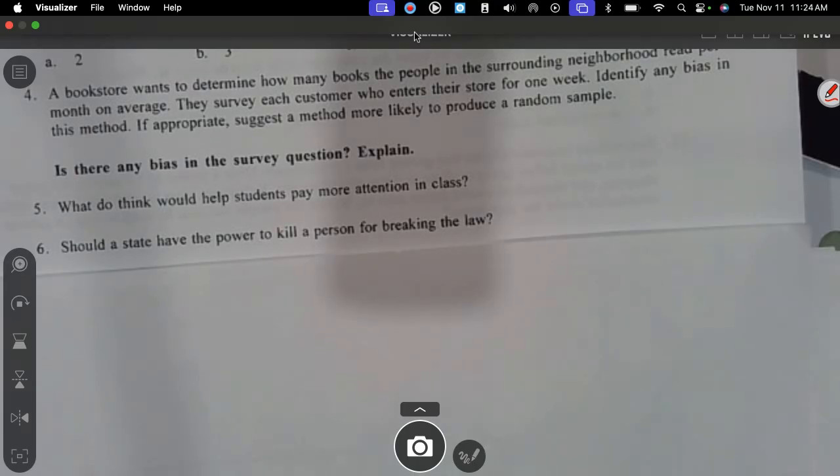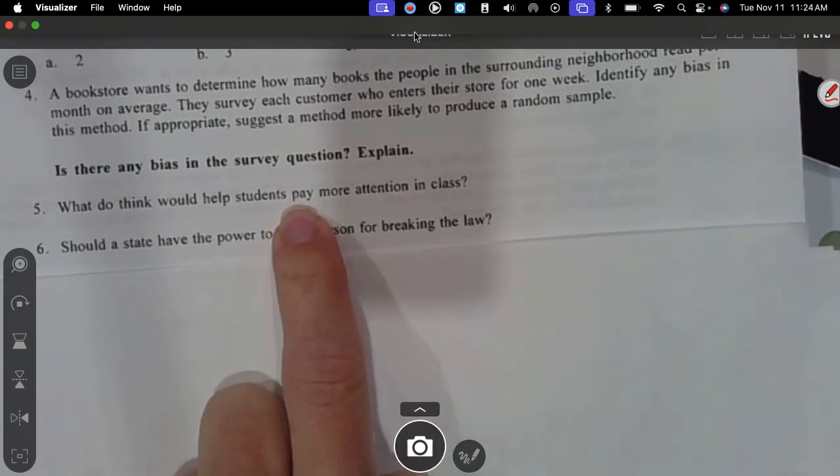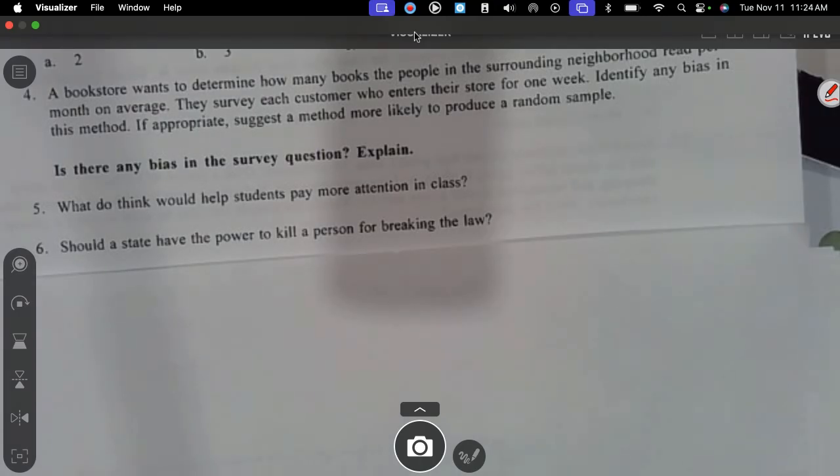Somebody's going to do it. Explain. No, but I don't want you to answer the question. I want to know, is there bias? Explain why. Is there something wrong with this question? That's what I want to know.